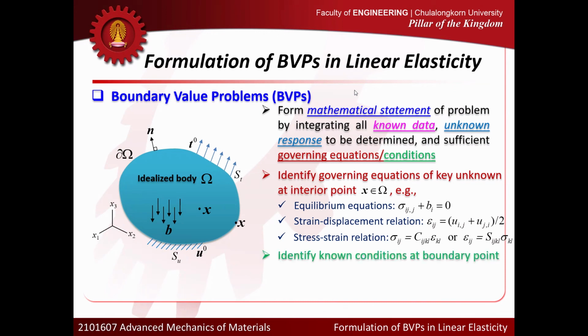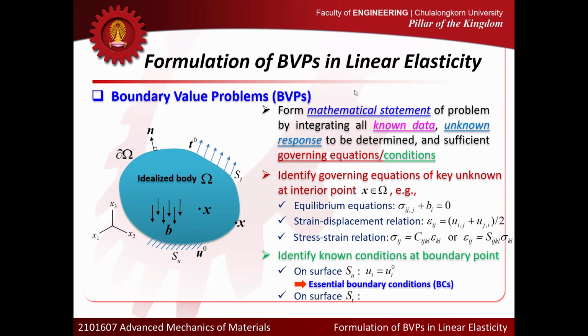And also you need to identify the known condition at a point on the boundary. Like I told you before, if you pick a point on the boundary, you need to know one of them, displacement or traction. So let's say that the body that we are interested in has a boundary consisting of two parts. The part that we call S_u is the part where we know the displacement. On this part, we need to force the displacement to equal the one that you prescribe on the boundary. This we call the essential boundary conditions. This is the technical term that people use all the time for the prescribed condition on the displacement.